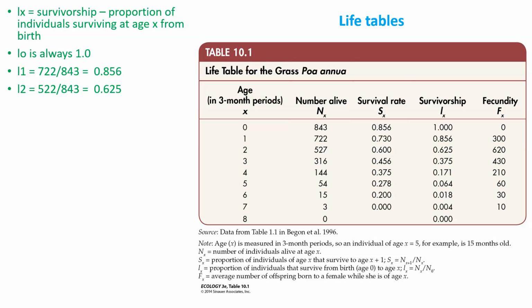So when you calculate survivorship, you see that the denominator is constant, right? The denominator is always going to be the number alive at the beginning of that particular population, or the number of individuals present at the youngest age class, or the number of individuals that were present at birth. No matter how you interpret it, it's going to be a constant. When you calculate survivorship, the denominator is always going to be a constant.